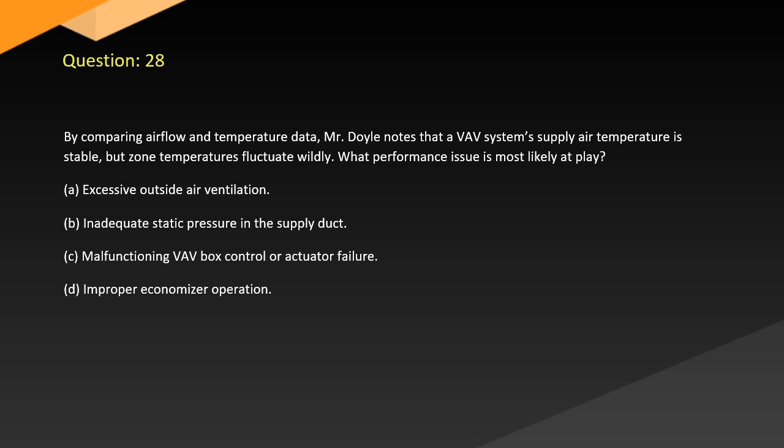Question 28. By comparing airflow and temperature data, an engineer notes that a VAV system's supply air temperature is stable, but zone temperatures fluctuate wildly. Which performance issue is most likely at play? A. Excessive outside air ventilation. B. Inadequate static pressure in the supply duct. C. Malfunctioning VAV box control or actuator failure. D. Improper economizer operation.